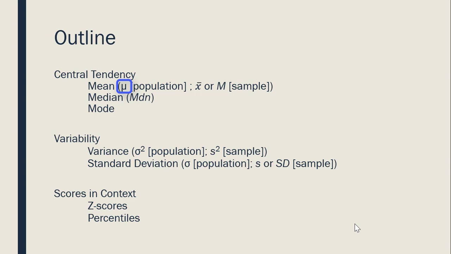As shown here, we often use symbols to represent these measures, and there are different symbols used depending on if the value is derived from a population or a sample. First, we see the Greek letter mu is used to represent the mean of the population, and the mean of a sample is represented by either X bar or an uppercase M. You will notice these letters are italicized.